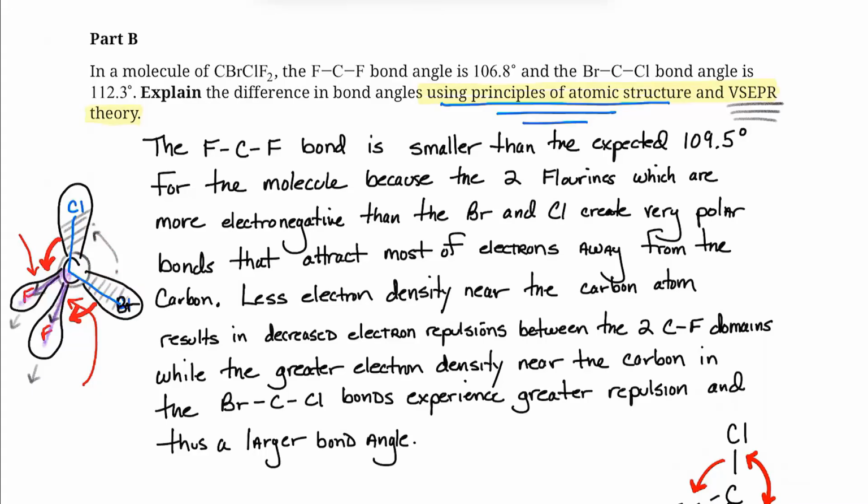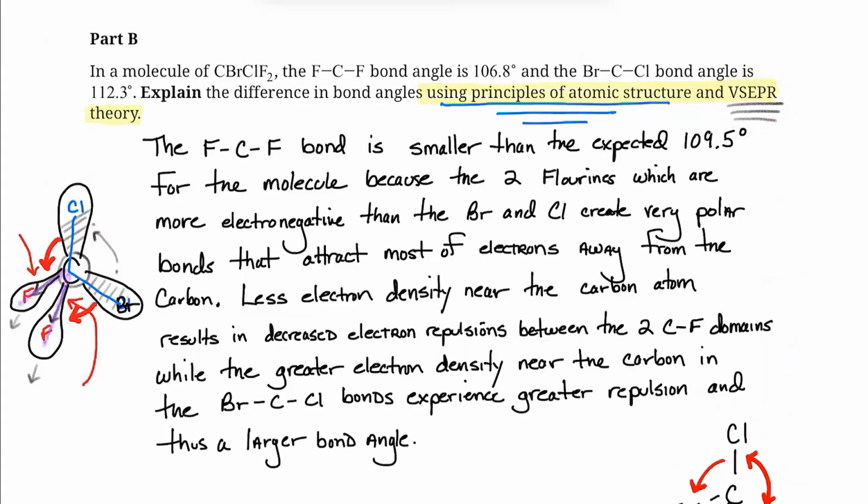For the molecule, the two fluorines, which are more electronegative than the Br, create very polar bonds that attract electrons away from the carbon. Less electron density near the carbon atom results in decreased electron repulsions. Now, this part here, I think, is what's needed for atomic structure: the difference in electronegativity, size of the atoms, number of protons, comparatively speaking. But this part here is where I need to talk about VSEPR theory, how these electrons repel themselves.